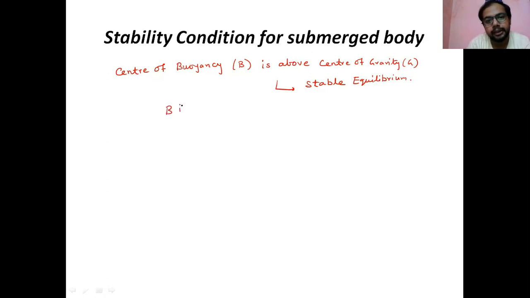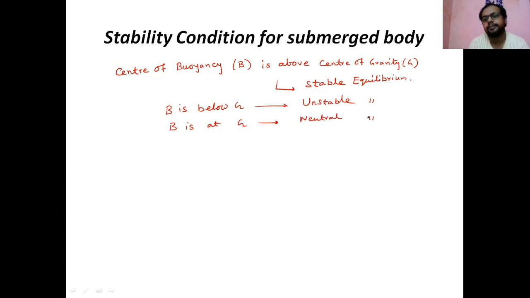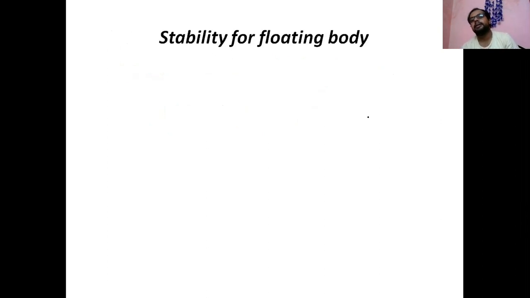If B is below G, unstable. That's all the conditions. If B is at the same point as G, it is the neutral equilibrium. That's all the conditions we are talking about here. Now we'll see about the floating body.